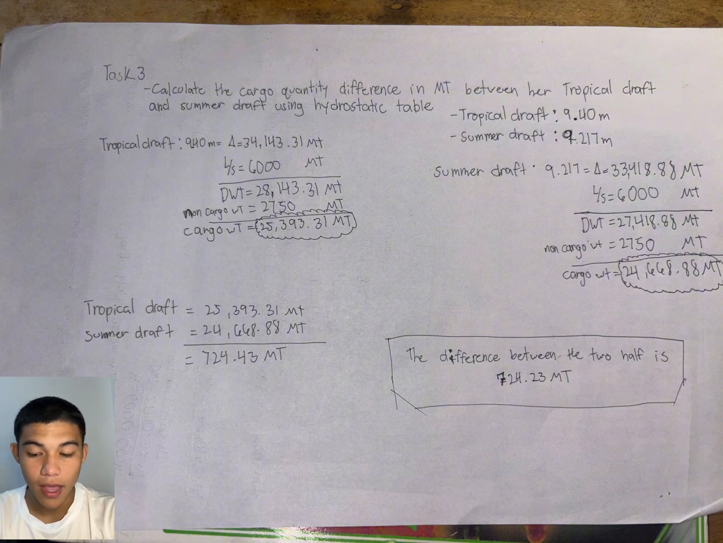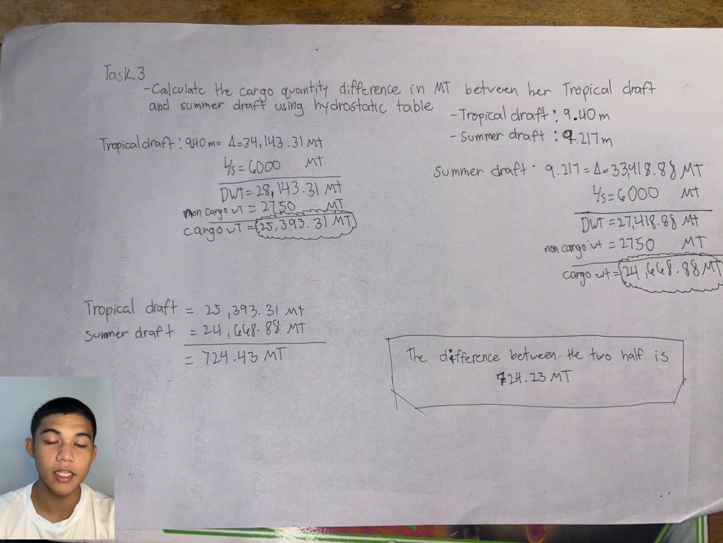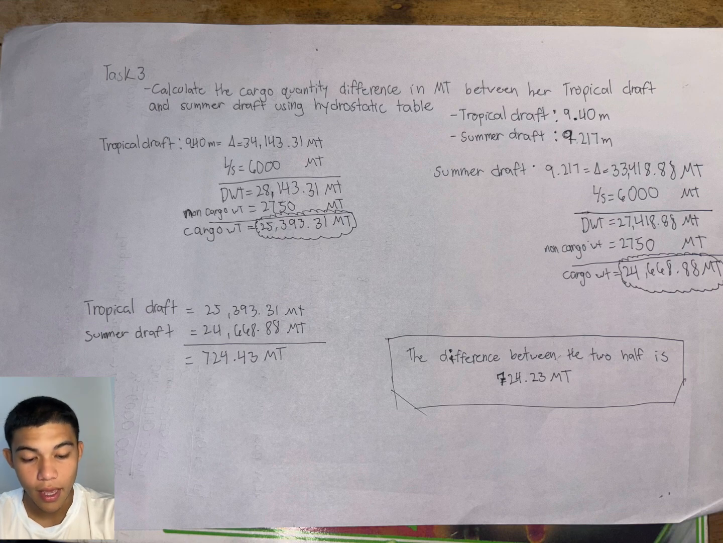Now we head on to the summer draft. And the summer draft has 9.217 in the hydrostatic table. And the displacement is 33,418.88 metric tons. And the light ship again is 6,000 metric tons. And if we subtract the displacement and the light ship, the answer will be the deadweight. And the deadweight is 27,418.88 metric tons.